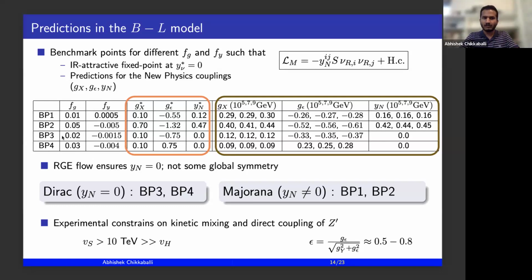So if we consider benchmark points 3 and 4, we find that the fixed point for the Yukawa coupling is 0, and it's also irrelevant, similar to the neutrino Yukawa coupling that I showed earlier. So this means that we can have the value of this coupling remain at 0 all the way from UV to IR as predicted here. So this means that RG flow ensures the 0 value for this new Yukawa coupling, and we have no Majorana-like mass term from this one. So this leads to Dirac-like neutrinos for these two benchmark points, these two UV complete scenarios.